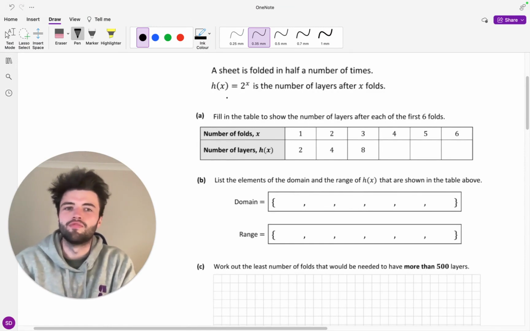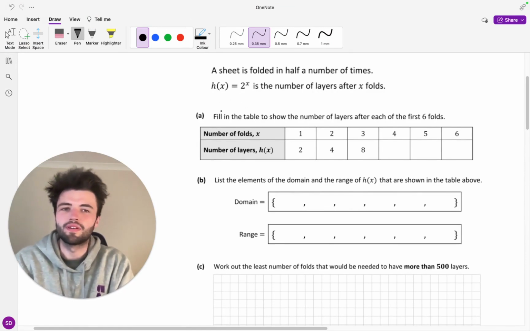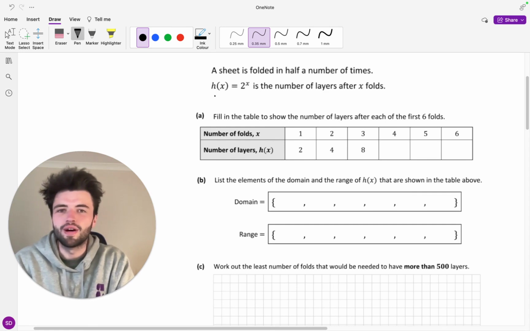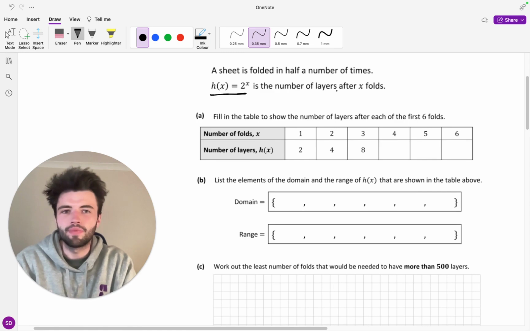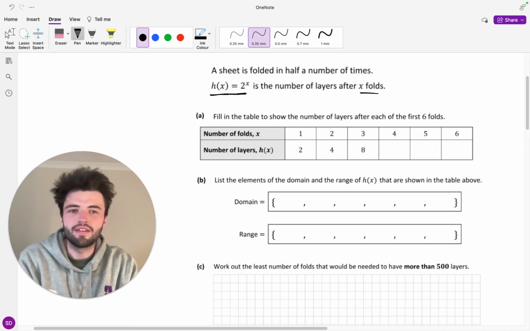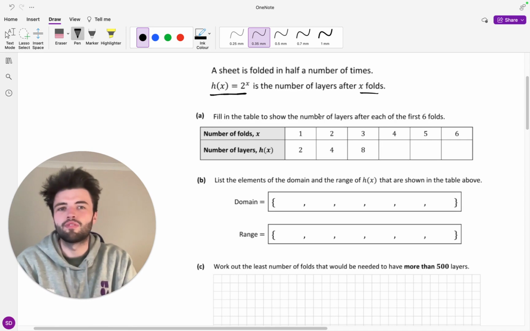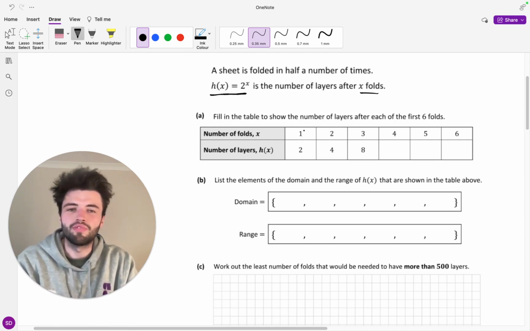So here we've got a question on functions that has quite a few parts, but it's all going to be practice on how to essentially use functions and how to figure out when there's unknowns involved. And so we've got h of x is equal to 2 to the power of x, where x is the number of layers, or h of x is the number of layers after x folds, excuse me. And we're asked to fill in this table to show the number of layers after each of the first 6 folds for part A. And so we're basically just plugging in different values of x.